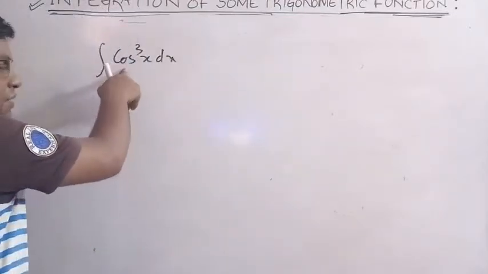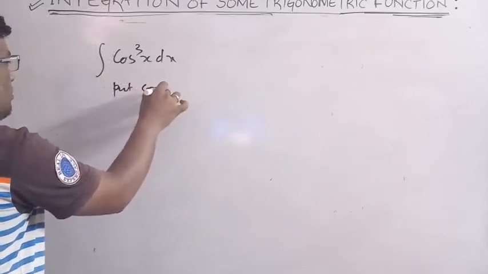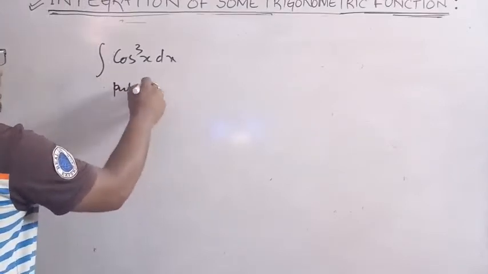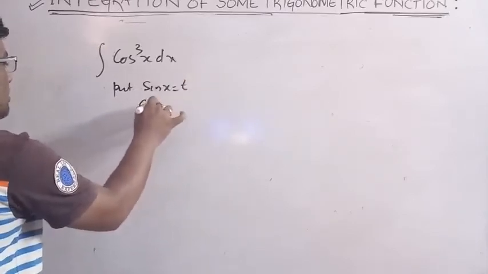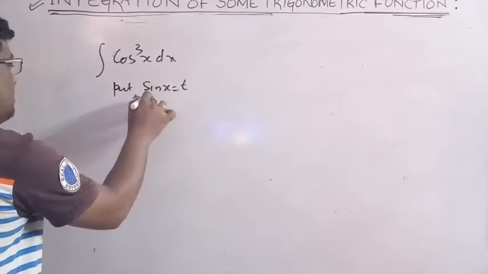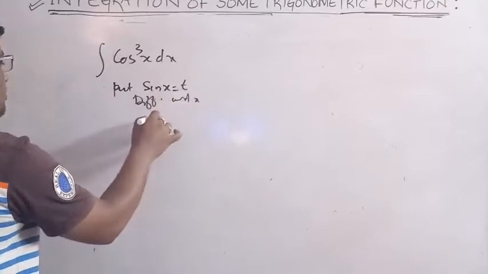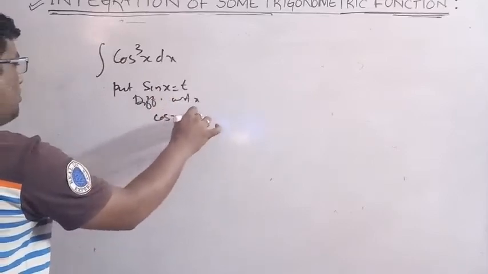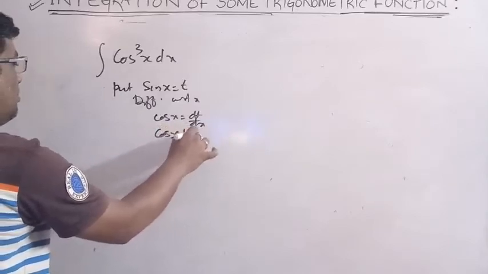Odd power present, so put sin x equal to t. Differentiate with respect to x: cos x is equal to dt by dx, so cos x dx is equal to dt.